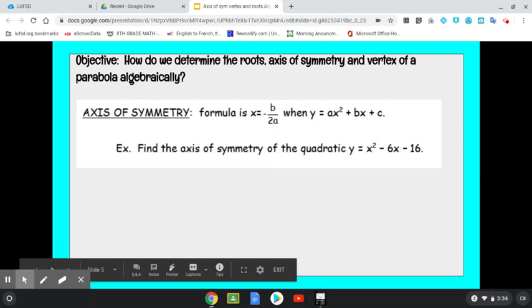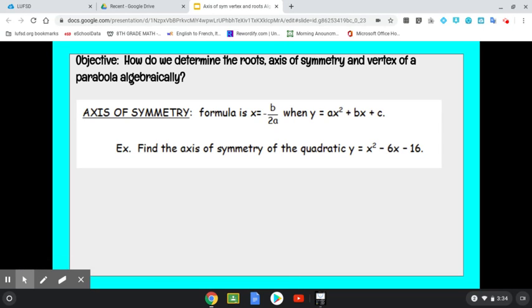Now on to the next part. It says find the axis of symmetry. Now this formula has to be memorized. The axis of symmetry formula is just a little piece of the quadratic, which is x equals negative b over 2a. So you find your a, you find your b. Your a is the number in front of x squared, which is positive 1. Your b is the number in front of x. We don't need c for this one, which is negative 6.